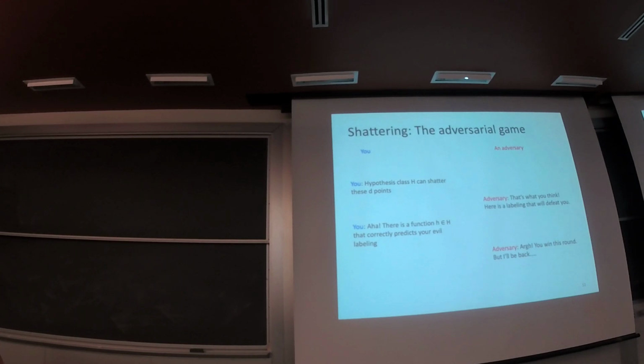If the adversary finally enumerates all possible labels, and you end up finding a classification function that gives perfect predictions for every one, you win. Otherwise, you fail, and we cannot claim the hypothesis space can shatter these d points. This is the basics of how we verify shattering.